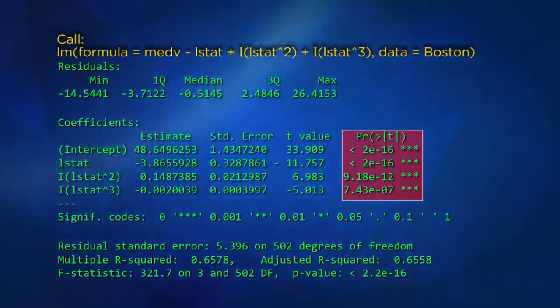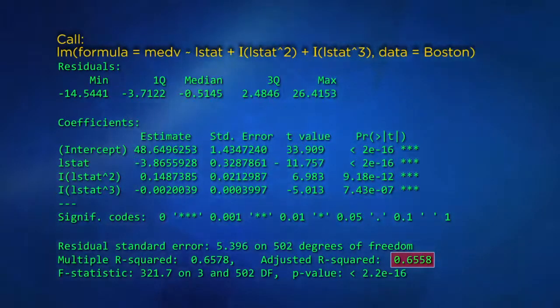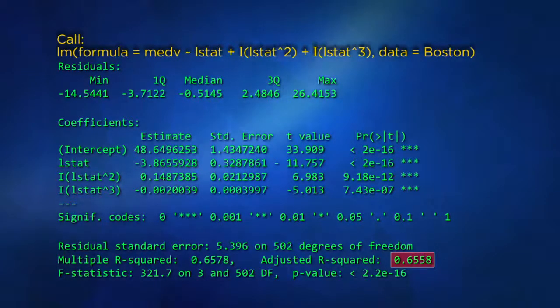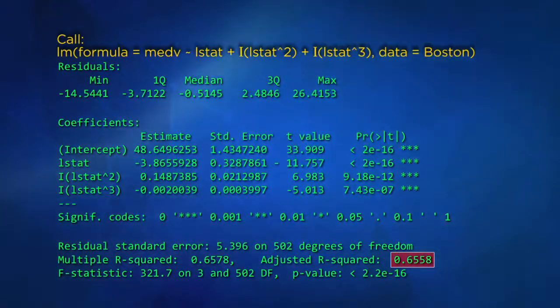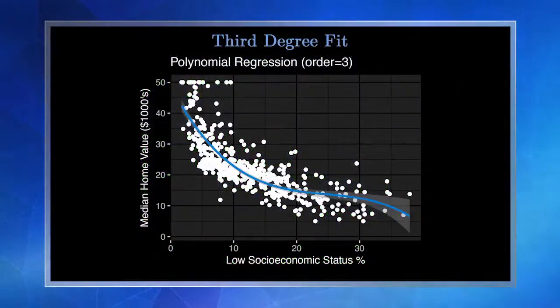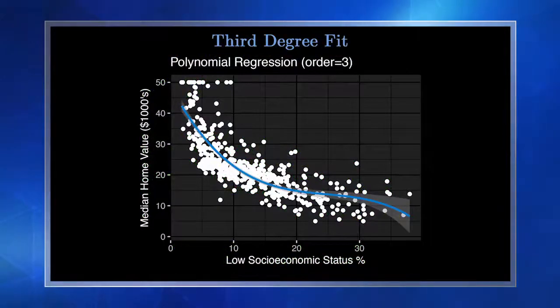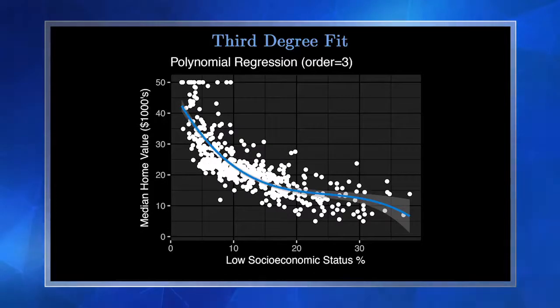So how does this actually look on our data? Well, let's look at that too. Oh, but let me draw your attention to the R squared value. Notice that our R squared increases from the quadratic fit. We go from 0.6393 to 0.6558 when going from our second degree to the third degree polynomial. Now, it better models the tail end of our data, suggesting that home values would continue to decrease as low socioeconomic status increased.